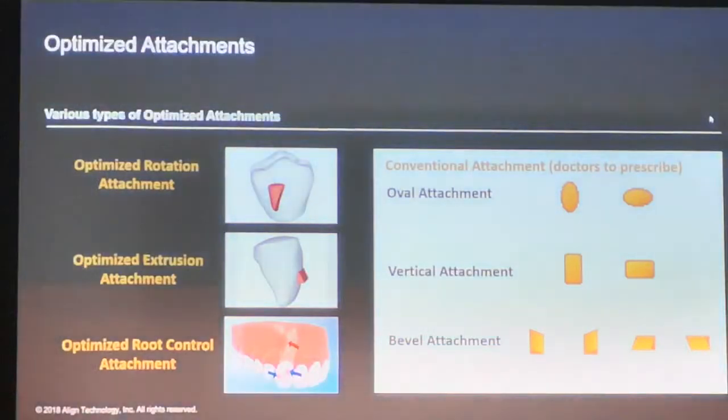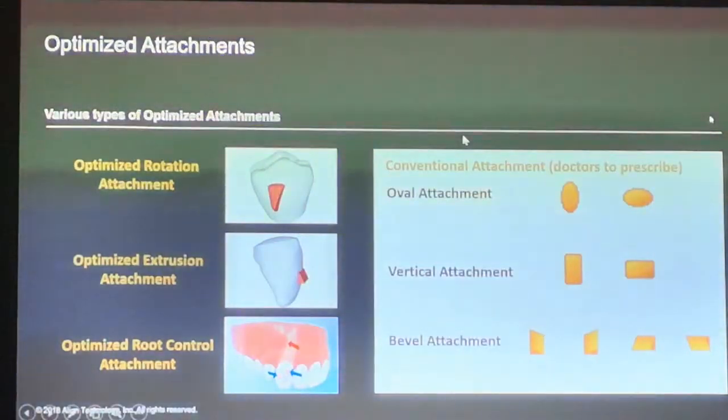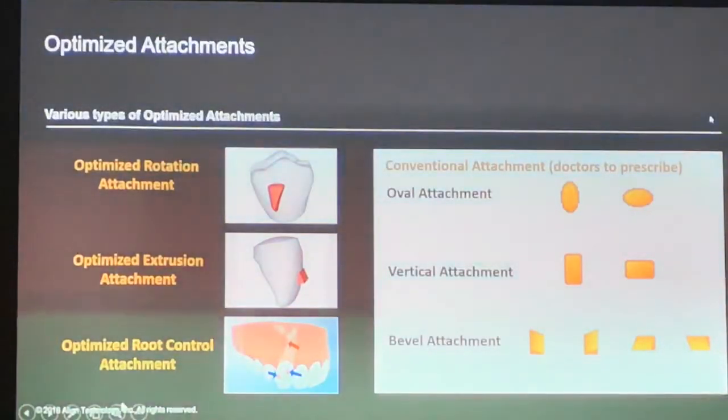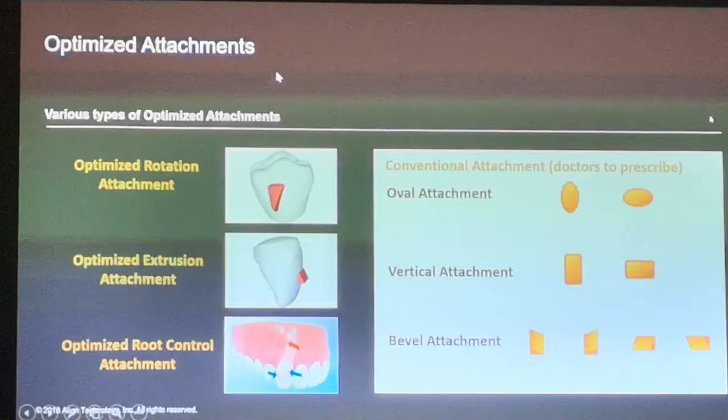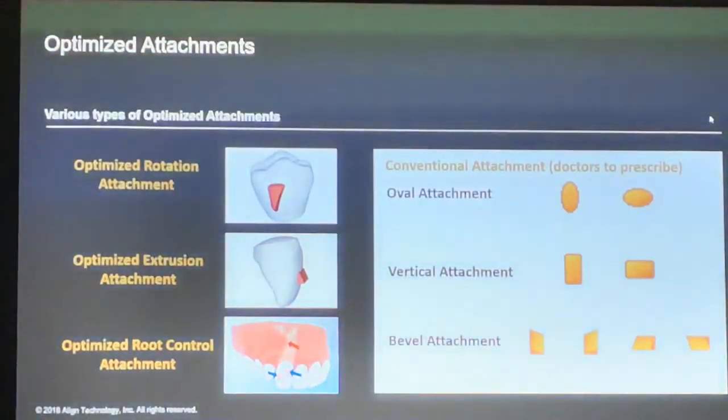With the attachment, we have two different groups of attachment. The first group is the optimized attachment on the left, and the second group is the conventional attachment on the right. I'll explain the optimized attachment on the left first. Mainly, the function of the optimized attachment is to move the tooth. It will have the active surface and also the passive surface. The optimized attachment will create the force to move the tooth in your planned direction.